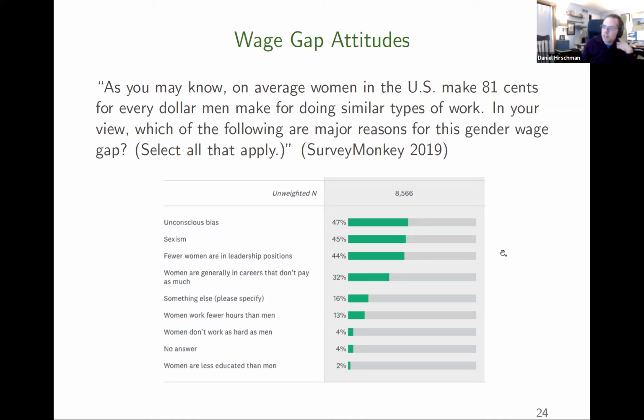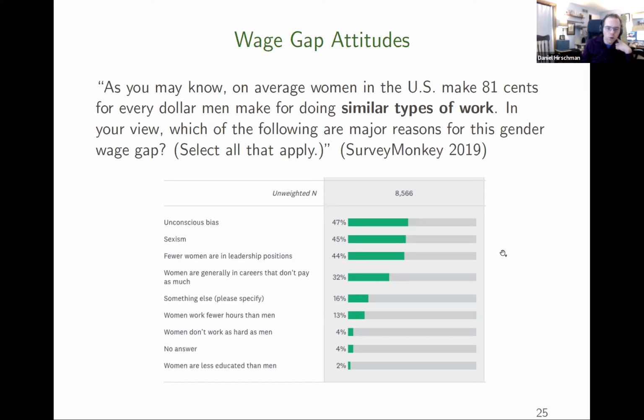And so they write, as you may know, on average, women in the US make 81 cents for every dollar men make for doing similar types of work. That's not true. It's never been true. It's never how the number's been calculated. There was a choice made to calculate it not that way. And yet it's so often assumed to be the case. And I can show you another example from 1974. This misunderstanding is persistent throughout.